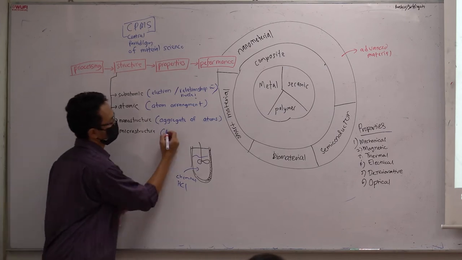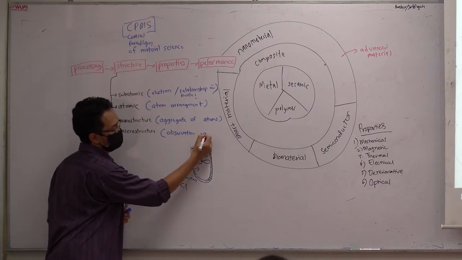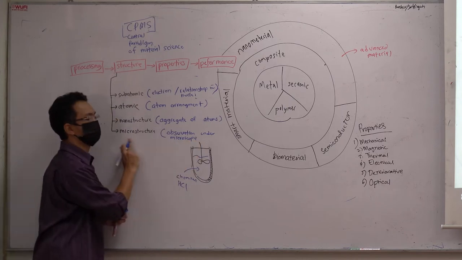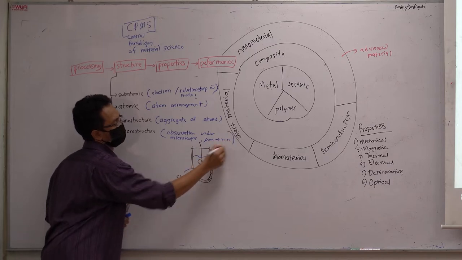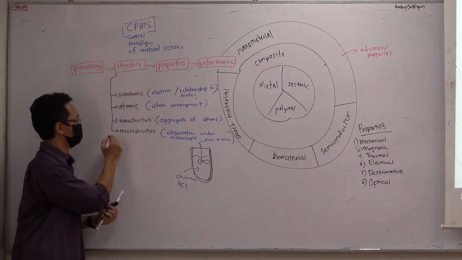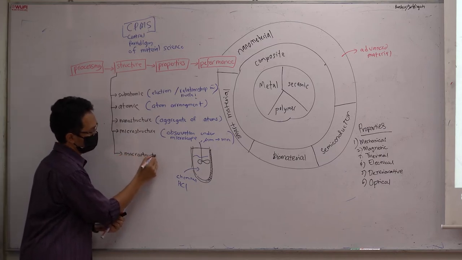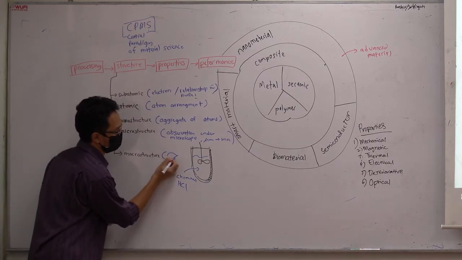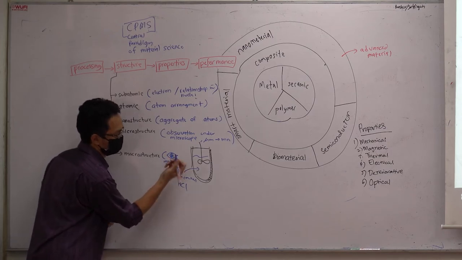Okay, so this is basically when you can observe something under microscope. So basically, when you talk about microstructure, you deal with something from micrometer to millimeter. And then lastly is about macrostructure. So basically, this is when you deal with something that you can see with the naked eyes, normally from mm to the bulk thing.